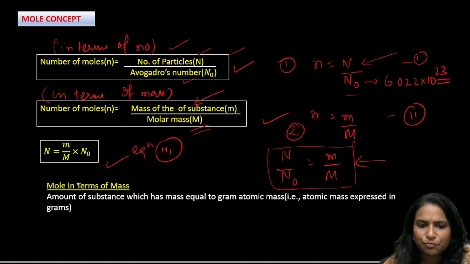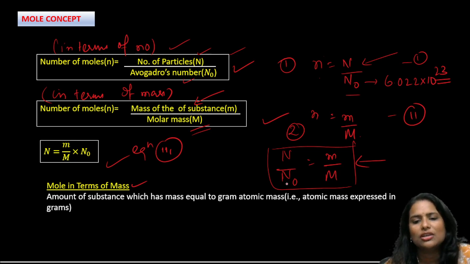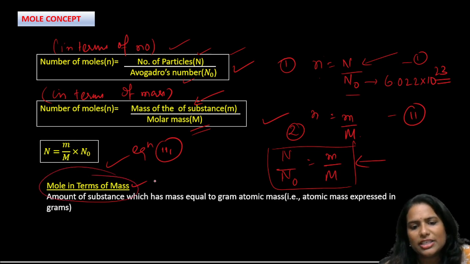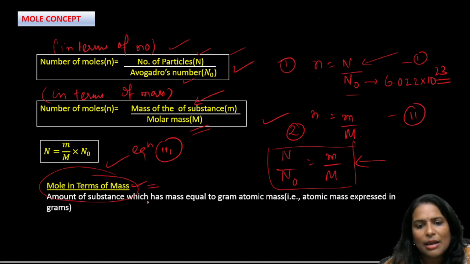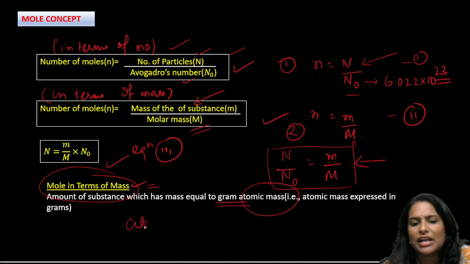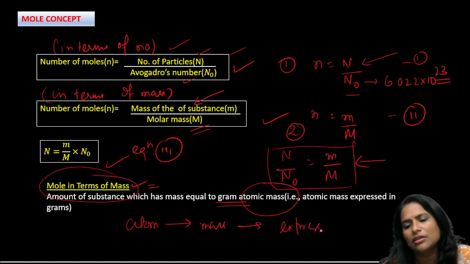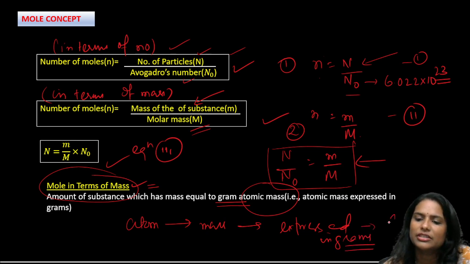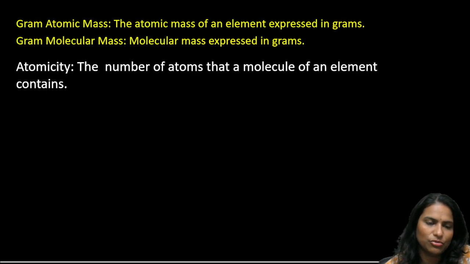Okay, now this is just a definition. Two terms are associated when we consider the mole. One is your gram atomic mass, you can see in the next slide. Whenever the mole is expressed in mass, there are two things. When you express the amount of a substance in grams of an atom, whenever an atom's mass is expressed in grams, it is referred to as gram atomic mass. Just let us have a look at this slide, you will understand more clearly.